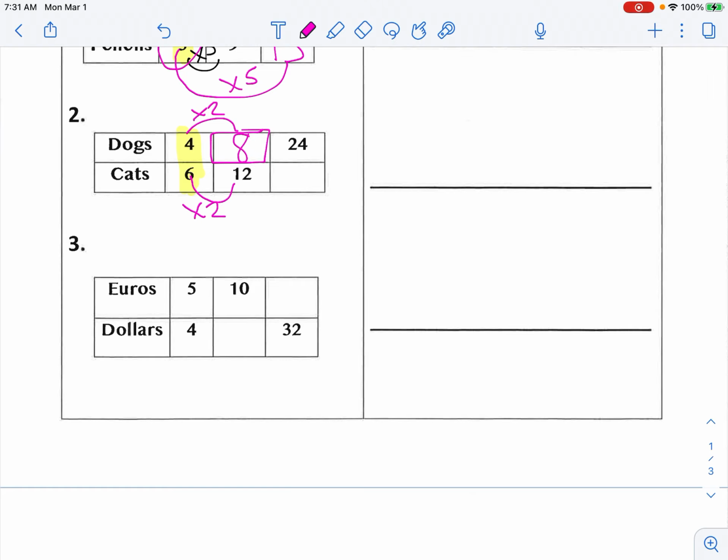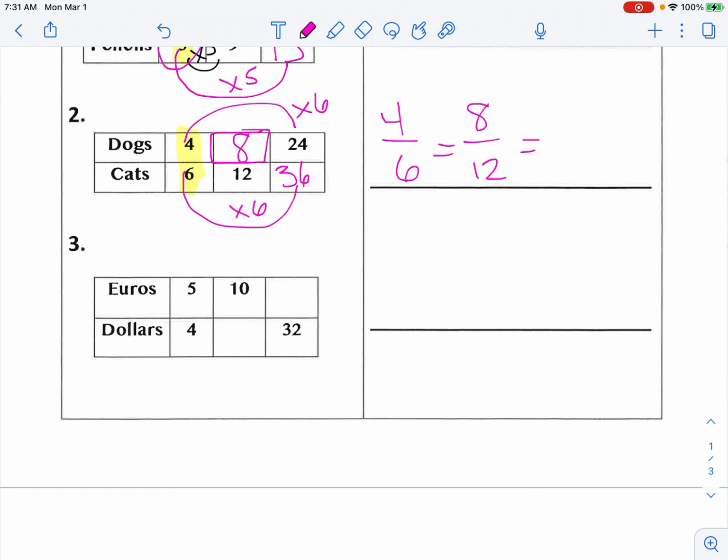Remember, you don't want to go from 8 to 24. You're always going to want to go back to the initial ratio. So now, how do we get from 4 to 24? Well, 4 times 6 is 24. So now I'm going to take my 6 times 6, and that is 36. Final answer, 4 is to 6, as 8 is to 12, as 24 is to 36. Final answer.